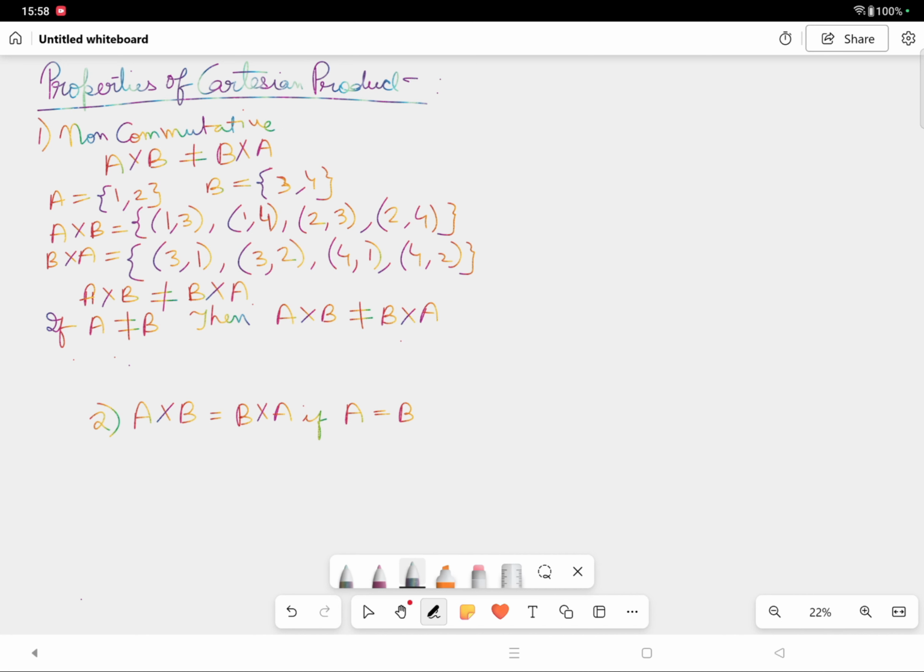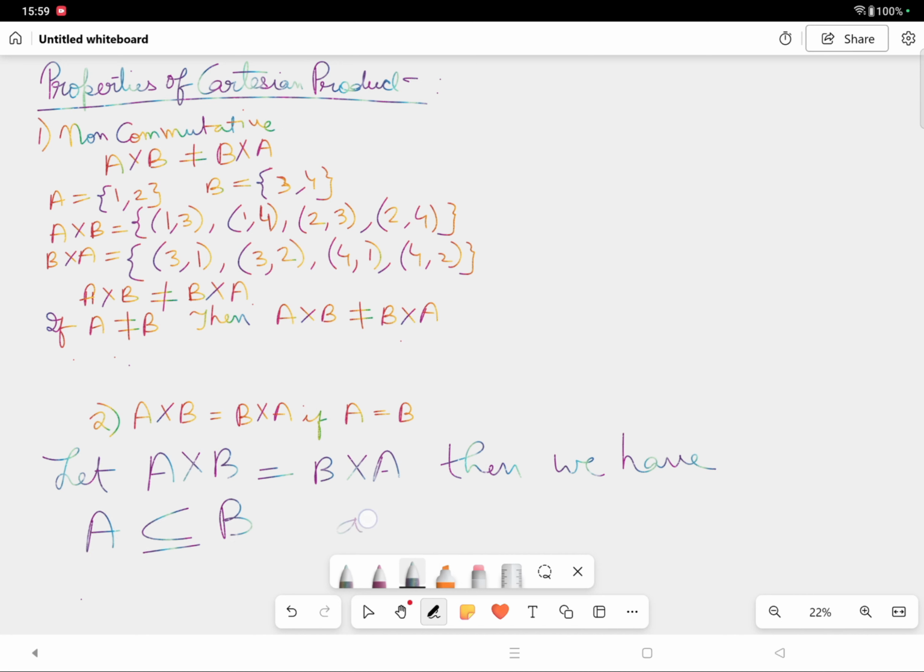So how can we prove it? Let A cross B be equal to B cross A. Then, if A cross B is equal to B cross A, all the elements of A will be contained in the elements of B, as well as all the elements of B will be contained in the elements of A, because the Cartesian products are equal. So of course it's quite valid that all the combinations will also be equal.